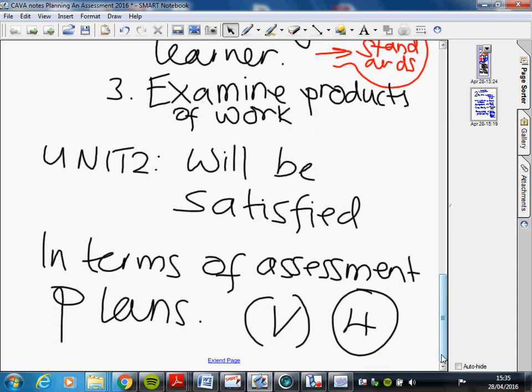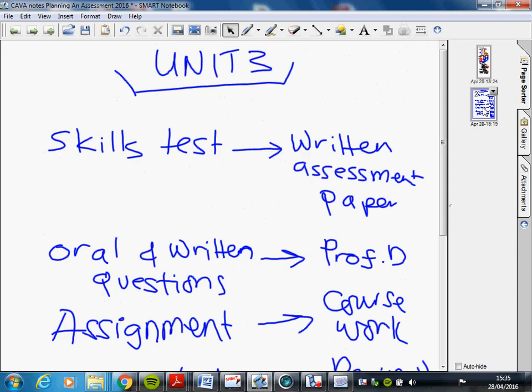Then finally, we looked at Unit 3. How does Unit 3 look like? What sort of things are you looking at? In your assessment plans for Unit 3, you will have covered or maybe covered already in the previous assessment: skills test. Use this method of skills test. How are you gonna judge the skills test? You do a written assessment paper, a multiple choice also.